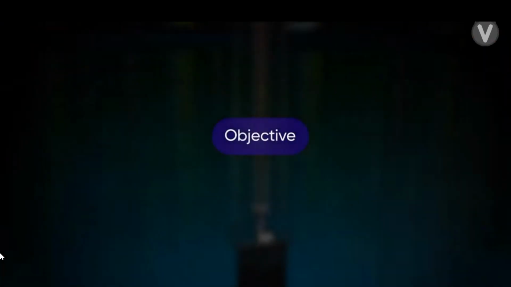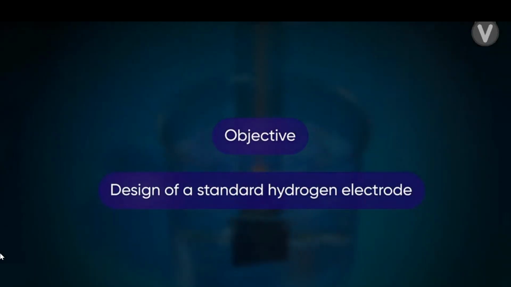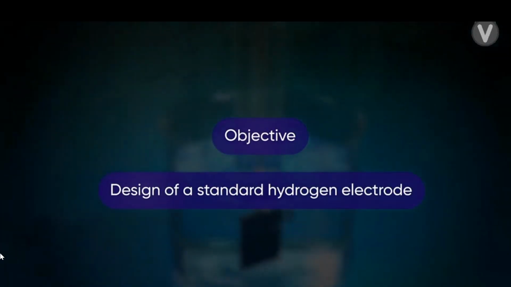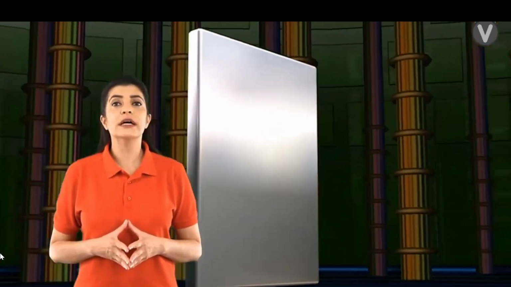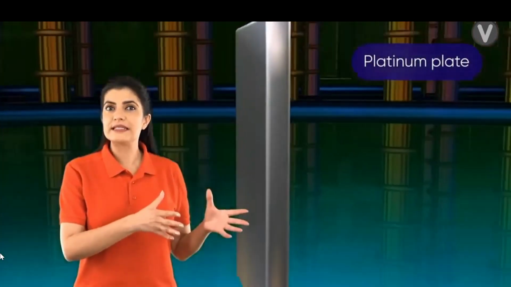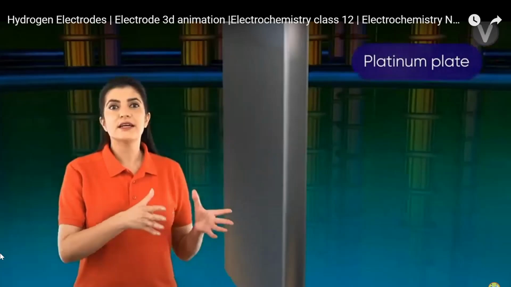Our objective is to study the design of a standard hydrogen electrode. A standard hydrogen electrode consists of a platinum plate. Oh, by the way, you don't need to memorize how this is constructed. You would at best have to draw a schematic diagram, and I don't think that is likely. But it does help to kind of see what it actually would look like in real life.